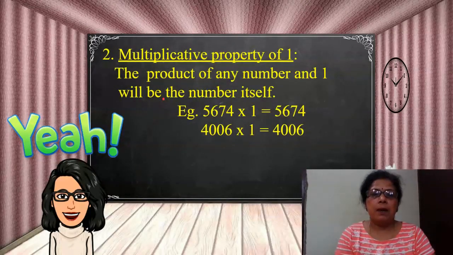Second property, multiplicative property of 1. Students, this means that whenever we multiply any number by 1, the answer that we get remains the number itself. Always we get the number itself when we multiply any number by 1. Here 5674 multiplied by 1, the answer will remain 5674. 4006 ones are 4006.